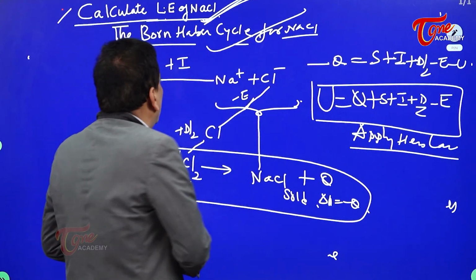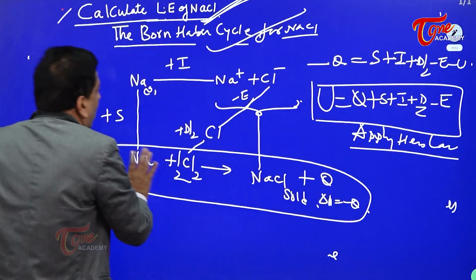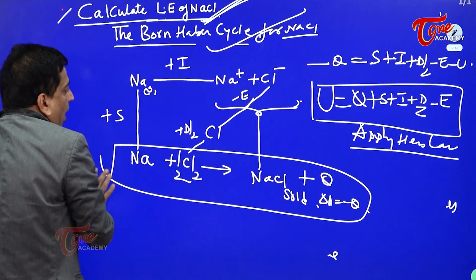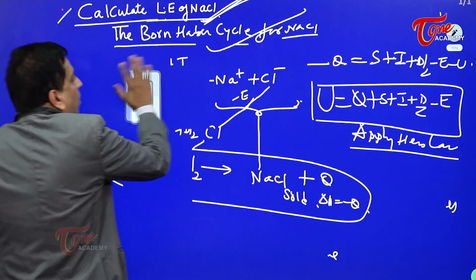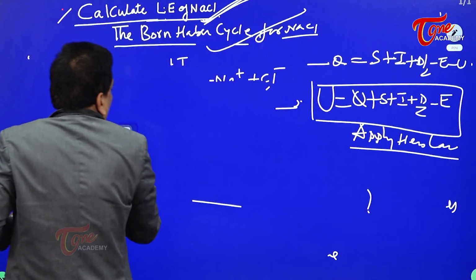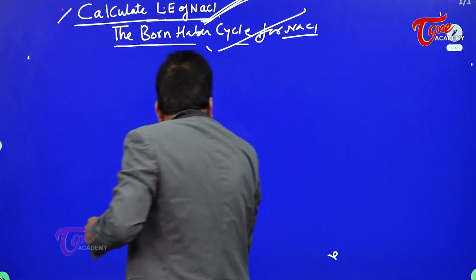So this is the Born-Haber cycle, as it is a cycle: the direct step, go this way, come this way, again you will end up at this one. That is the Born-Haber cycle. Now remember small definitions and some laws because it's important.